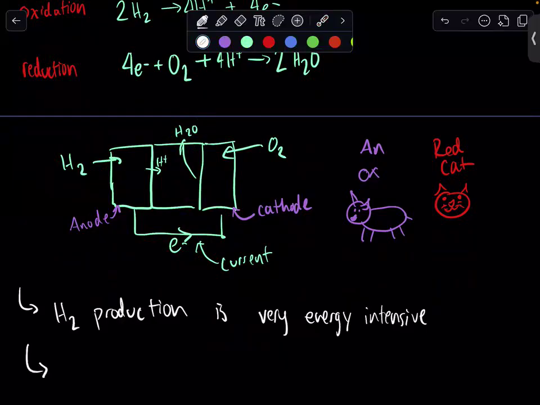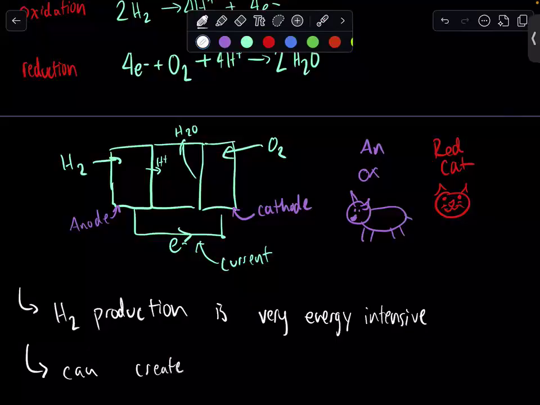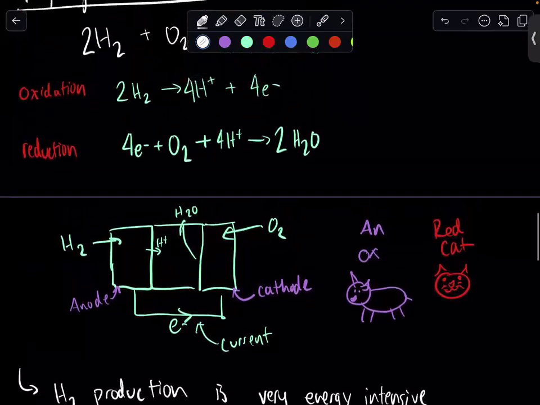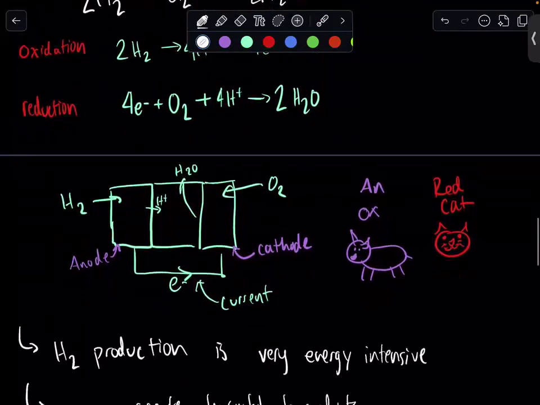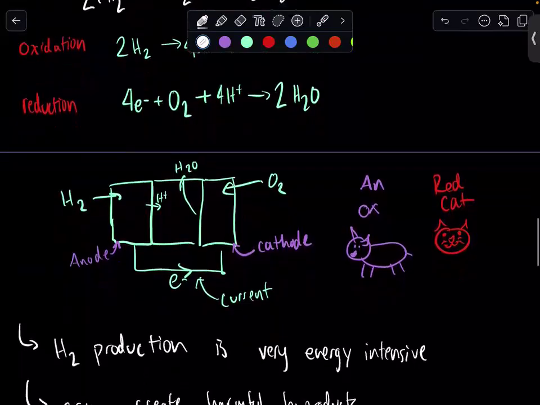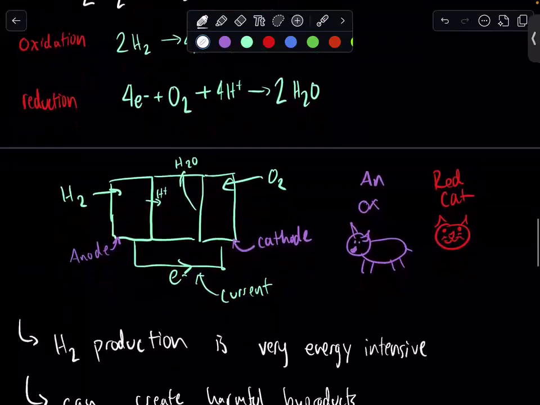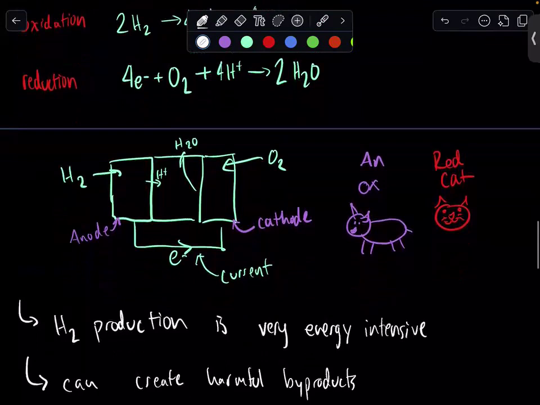Furthermore, there are different methods, and some of them also can create harmful byproducts. So while we love hydrogen fuel cells and they work very well, they are still not the best technology in that to produce the reactants for it, it is very difficult, very costly, and can produce some harmful byproducts.